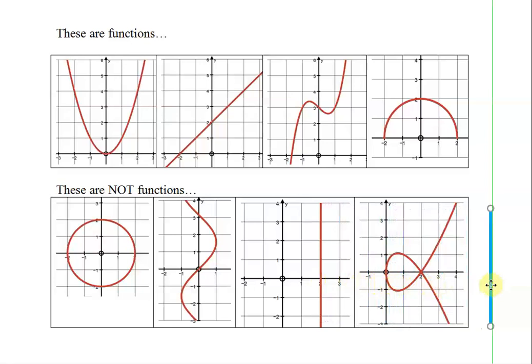So we use our vertical line moving from left to right along the graph. If it ever intersects at more than one point, it's not a function. But if it only ever intersects at a maximum of 1 point at a time, then that graph is a function.